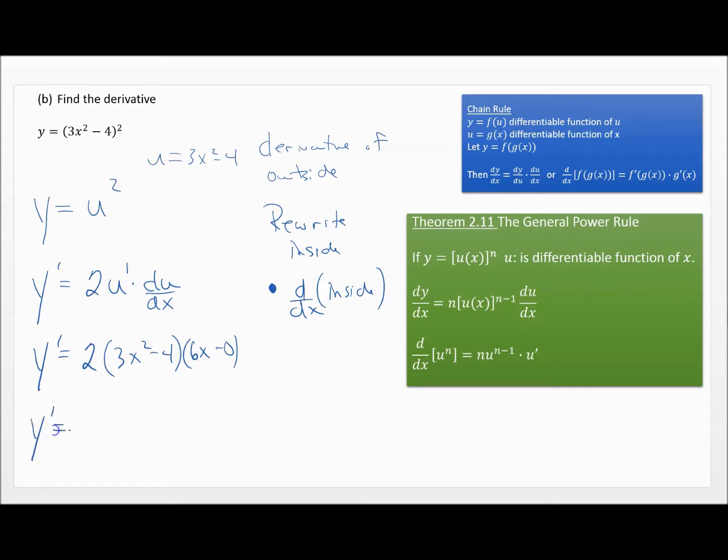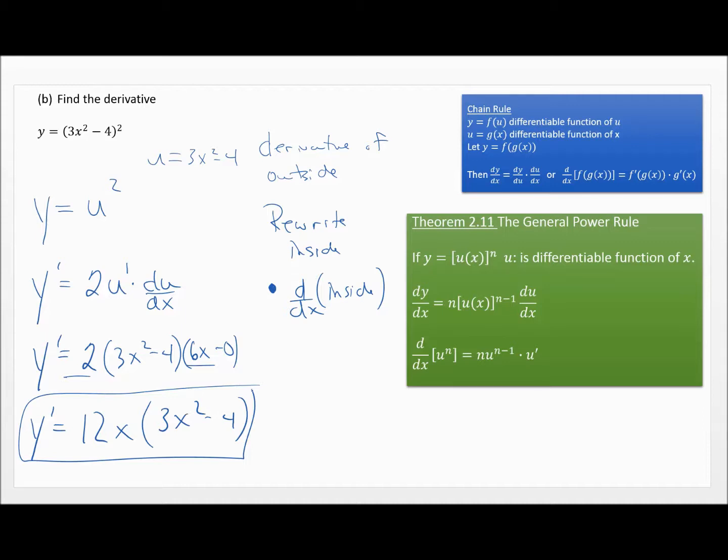So y primed is equal to, okay, now I need to distribute the 2 inside. I also have to distribute the 6x. I think it would be easier to just multiply those together first. That's 12x times 3x squared minus 4. Actually, there's absolutely nothing wrong with that result right there, because if you multiplied it out, it'd have a greatest common factor, which I've been telling you, it's really better to have greatest common factors factored out front.